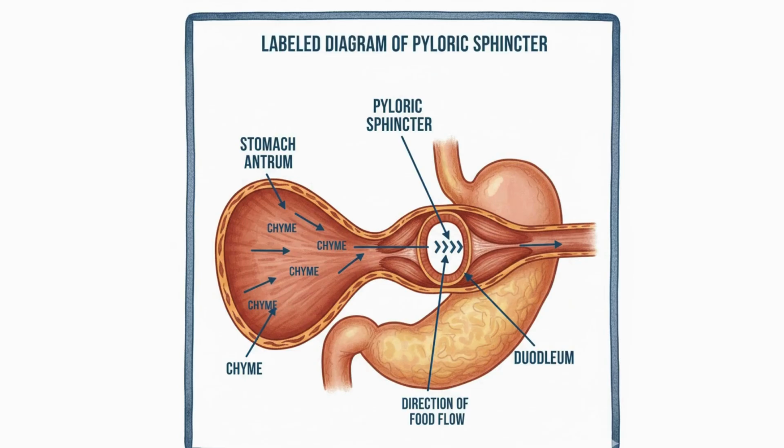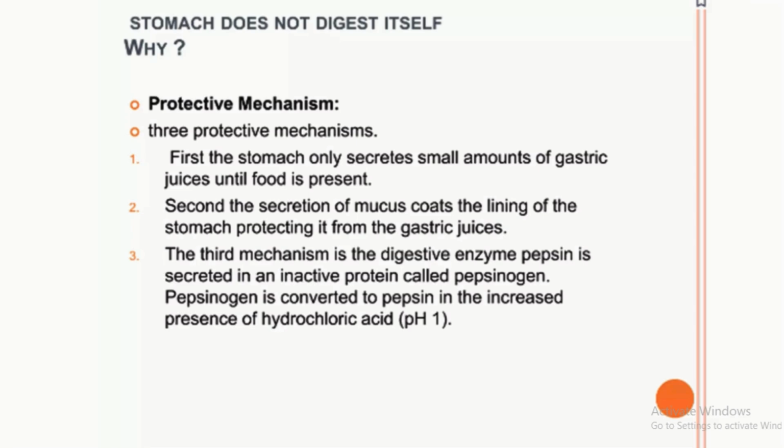So this is the general diagram of the pyloric sphincter, where you can see that it opens, and all the bolus or chyme will enter the small intestine with the help of the opening of the pyloric sphincter. So lastly, there is an interesting question we will discuss: why does the stomach not digest itself? There is an answer to this question: there is a protective mechanism present in the stomach.